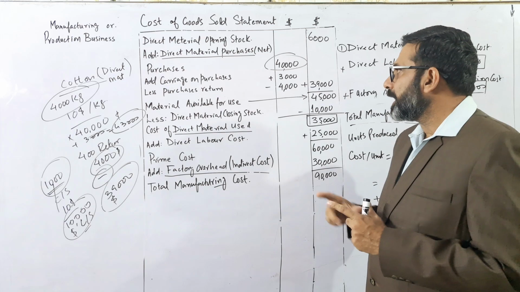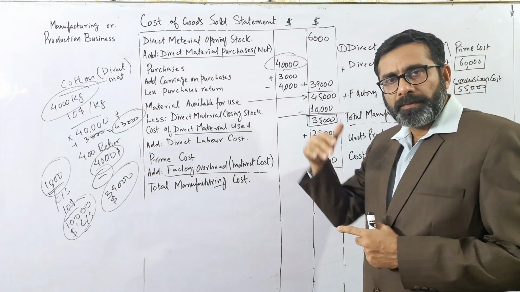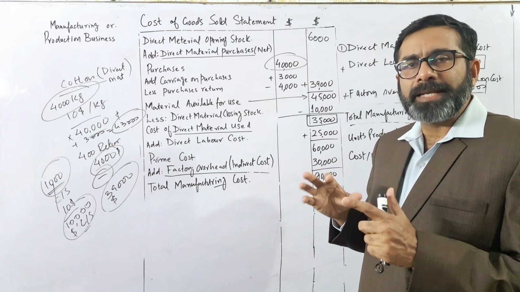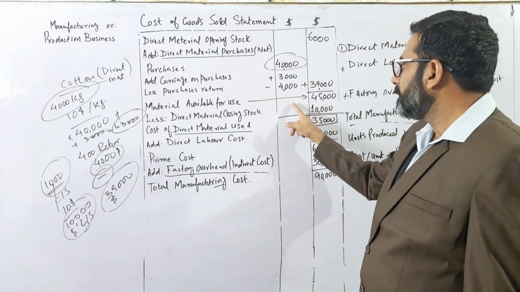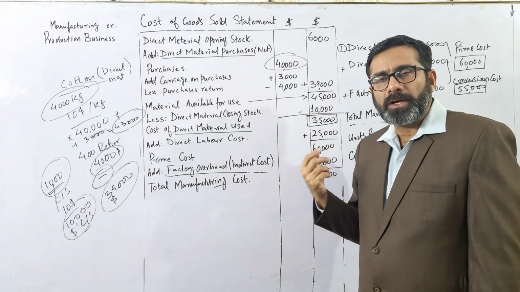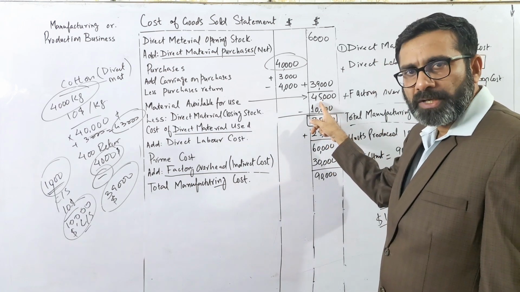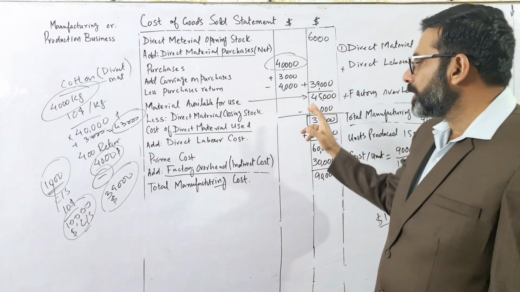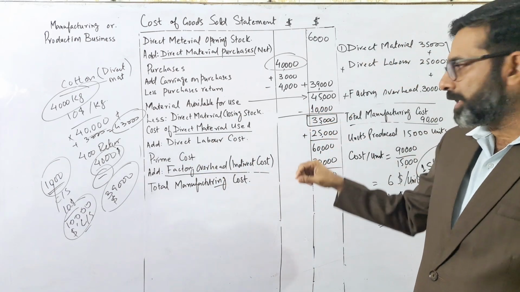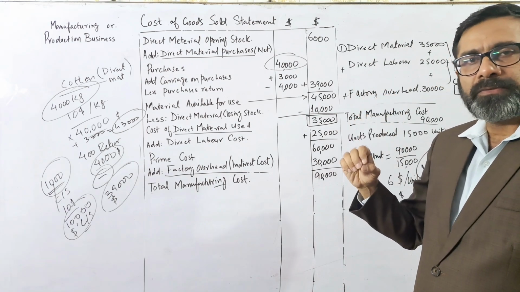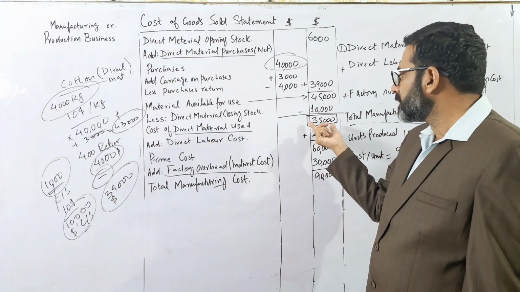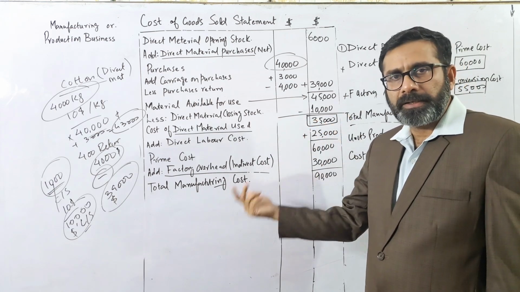It means now they have 6,000 available from the previous period, and 39,000 they have purchased during this period, the net purchases. So the total available stock which they can use for production, the cost of that stock, is $45,000. But $10,000 is still unused. They have checked the closing inventory. So during that period, the total cost of the material which they have used for production is 35,000. So this is how we calculate the cost of the direct material used.